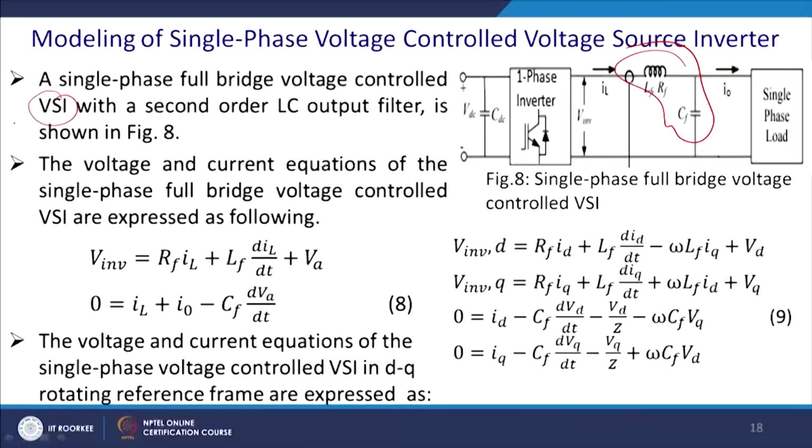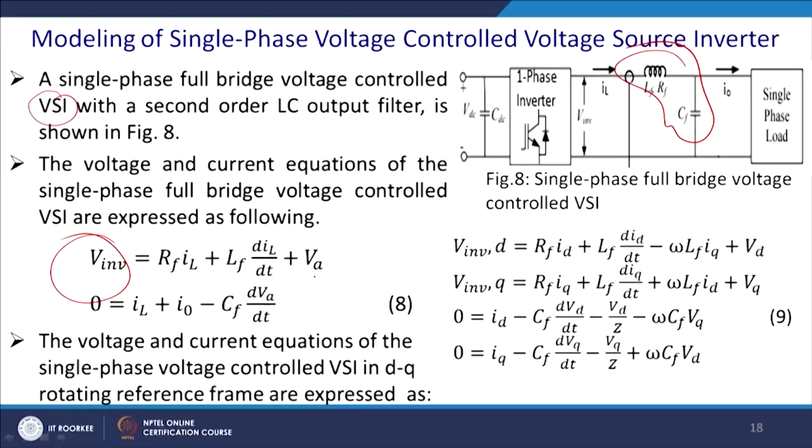So, VSI with the second order LC output filter is shown in figure 8. The voltage and current equations of the single phase voltage control are given by Vinv equal to RF into IL plus LF dIL/dt plus VA, that is the terminal voltage at this point, the load or the grid, and the current will be given by IL equal to I0 plus C dV/dt.